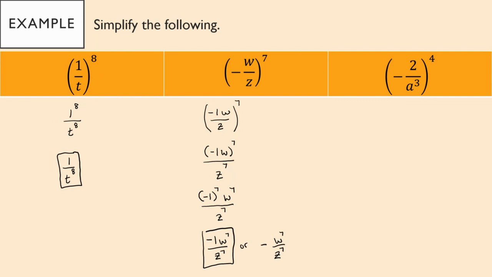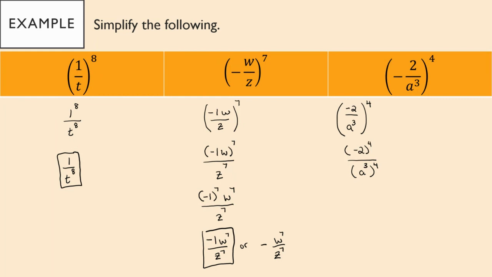Now on the right here, we have -2 over a cubed, to the 4th. So that negative I can put with the 2. So I can make it -2 over a cubed, to the 4th power there. We want to distribute the 4 to the top of the fraction and then to the bottom. If it already has an exponent, you put it in parentheses. If it has a negative, you put it in parentheses.